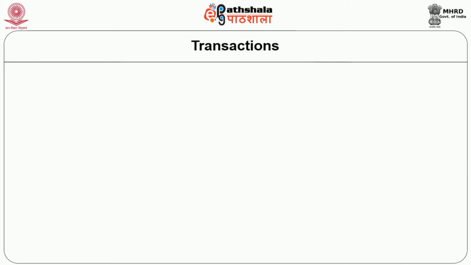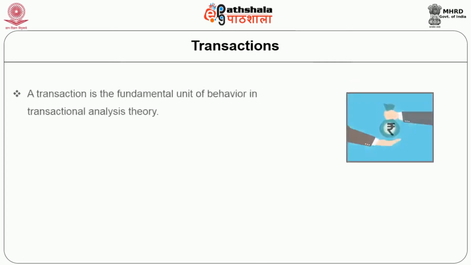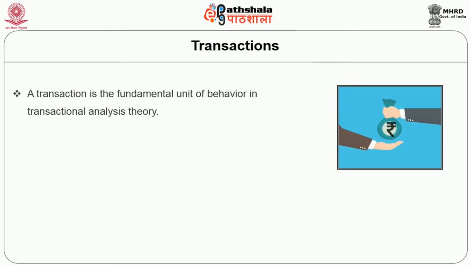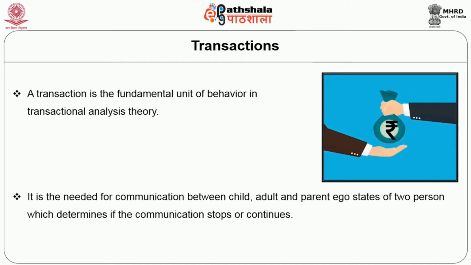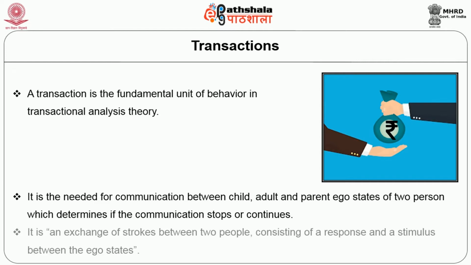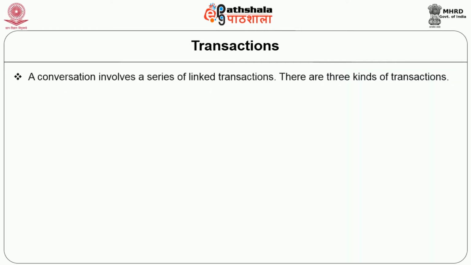And next we can see about the transaction. The transaction is the fundamental unit of behavior in transactional analysis theory. It is the need for communication between the child, adult and parent ego states of two persons, which determines if the communication stops or continues. It is an exchange of strokes between two people, consisting of a response and a stimulus between the ego states. A conversation involves a series of linked transactions.